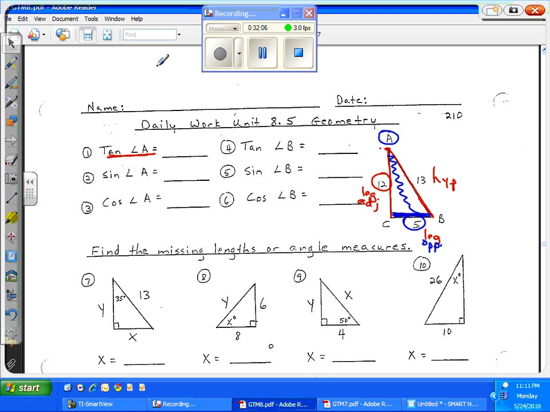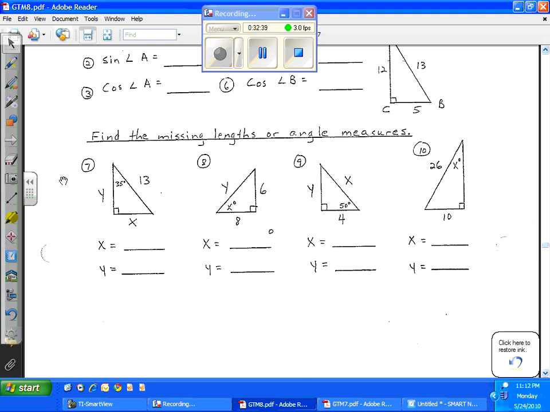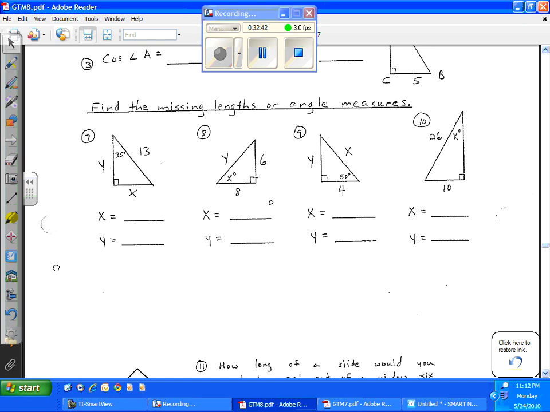angle A. Everybody understand how to identify the leg opposite and the leg adjacent? And the one across from the right angle is always the hypotenuse C. So tangent angle A is equal to leg opposite angle A, 5, over leg adjacent, 12. Any questions on that? And then you can go from there. Okay? Let's look at some examples.